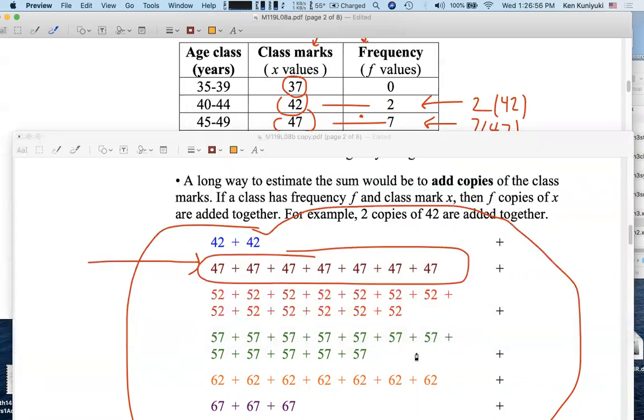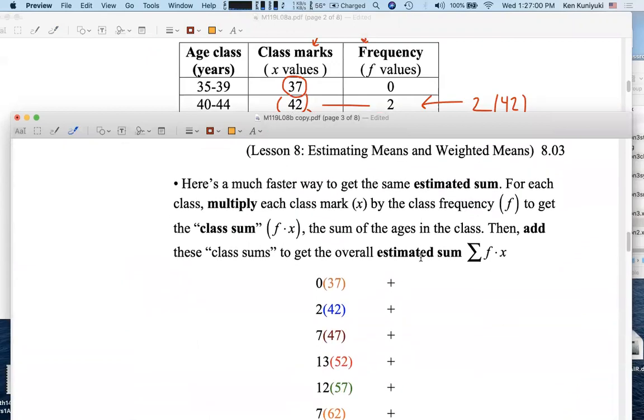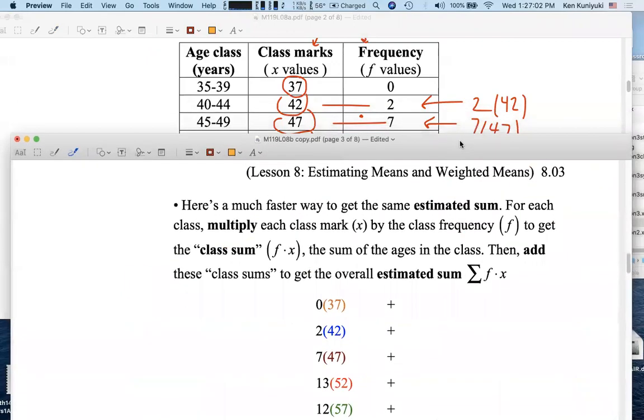And so forth. So here would be a much faster way of doing it. We're using the fact that repeated addition can be represented with multiplication. Here's a much faster way to get the estimated sum. For each class, multiply each class mark, the x value, by the class frequency, the f value, to get the class sum, f times x.